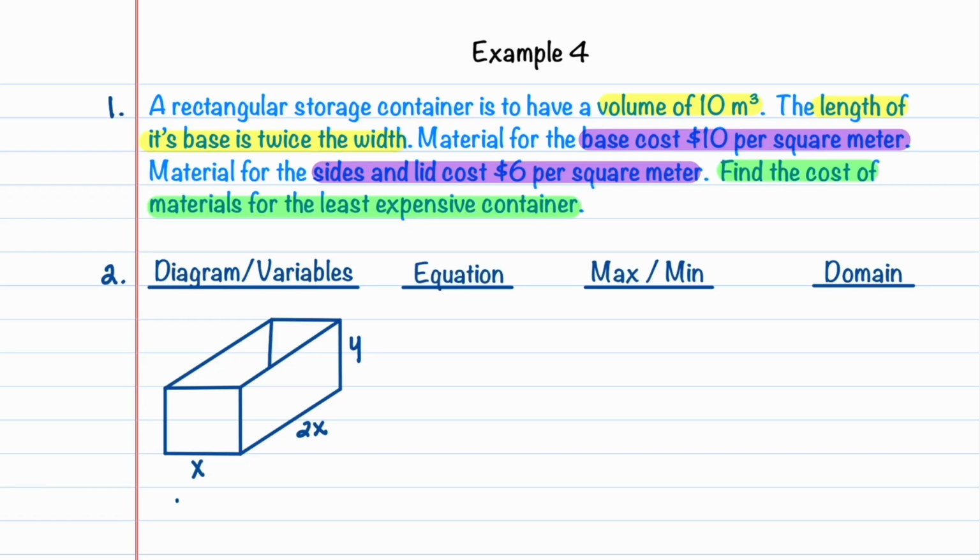You always want to label your variables. x is our width. 2x is our length. And then y is our height.